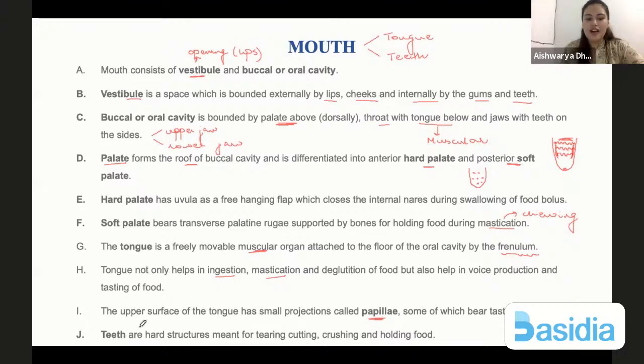All right, now coming to the teeth. Just remember, papillae is not the taste bud. Papillae are just projections. On some papillae, there might be certain kind of taste buds that are present. Now just coming back to teeth.